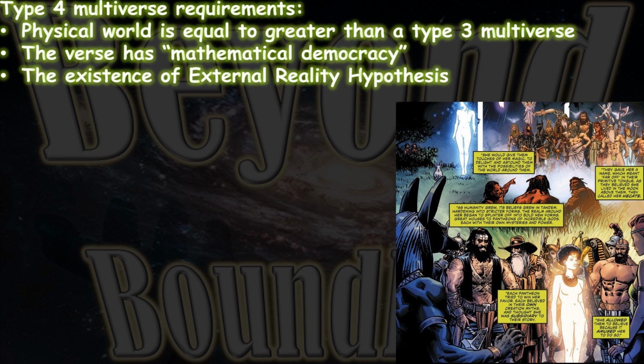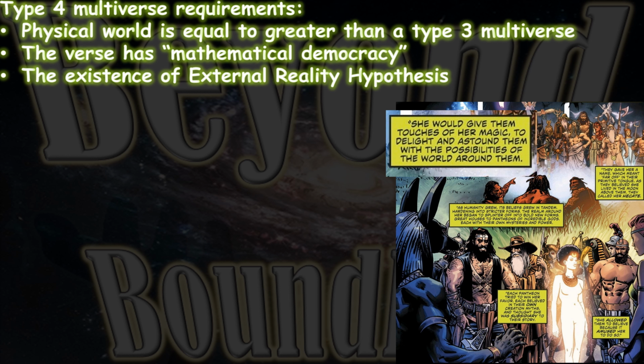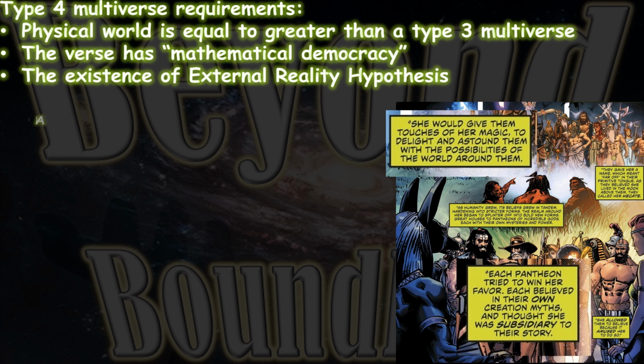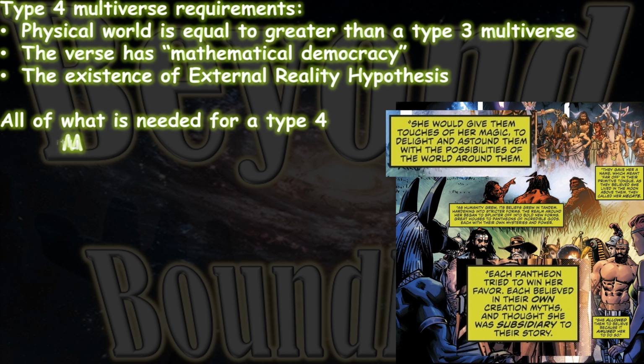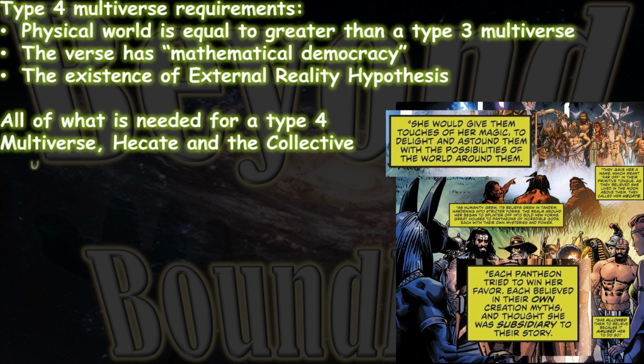Hecate, the personification of the collective unconscious, is able to give birth to all the different creation myths within DC Comics. These creation myths are literally stated to have been given touches of her magic so they could delight in the possibilities in the world around them, and this is prior to creating their creation myths. So the verse and all its responsibilities, you could say, is a byproduct of the magic of Hecate and the collective unconscious. This means Hecate and the collective unconscious scales to a Type 4 multiverse.